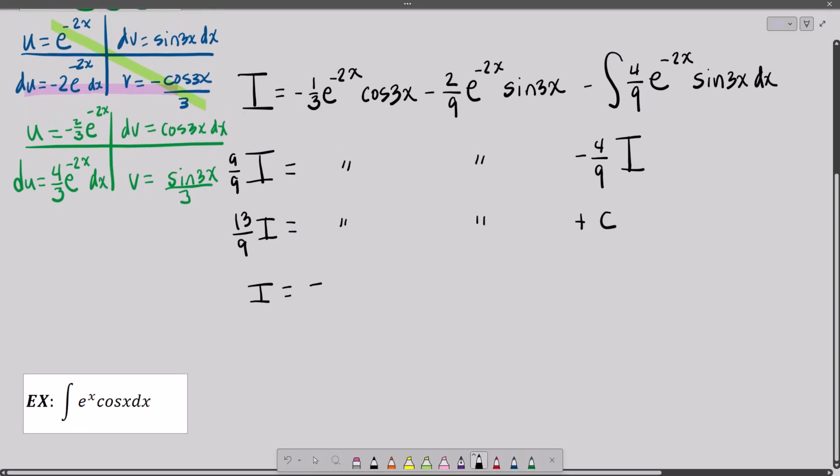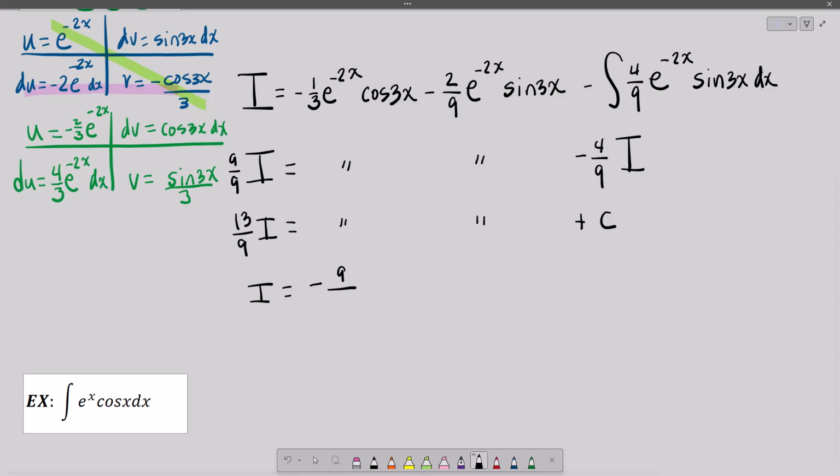So we're going to have minus 9, and if we can cancel the common factors, probably in our head, this is 9/13 being multiplied here. So we're going to end up with 3 over 13 e to the negative 2x cosine 3x. You can do this if you want also: just put a 9/13 out there and multiply by the whole equation. Then we multiply 9/13 times this, and we end up with negative 2/13 e to the negative 2x sine 3x.